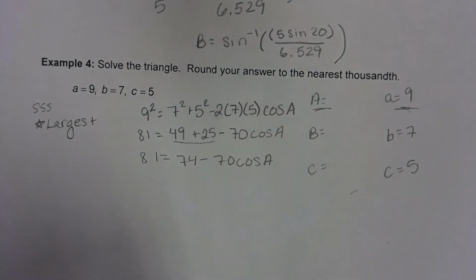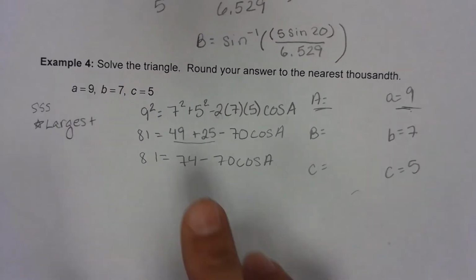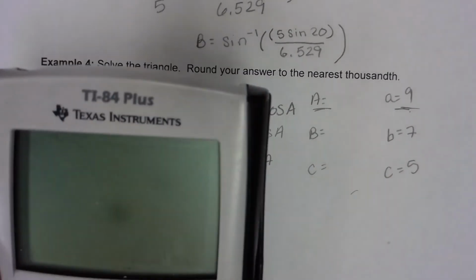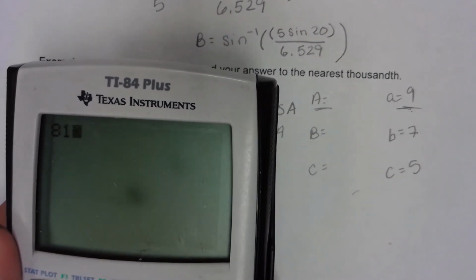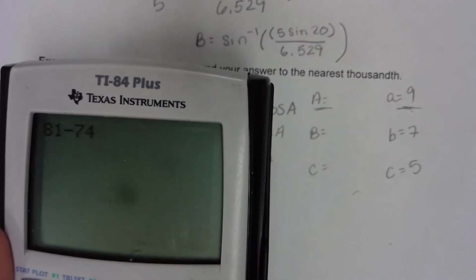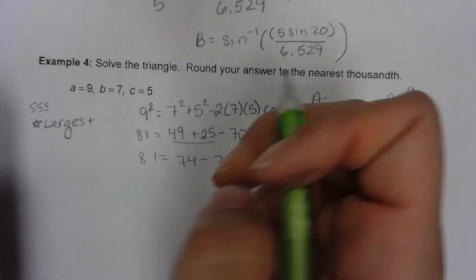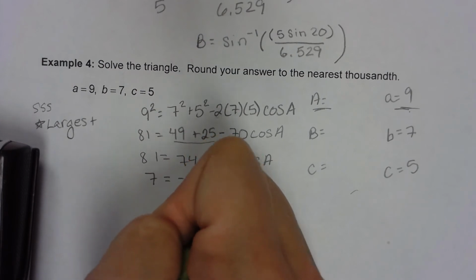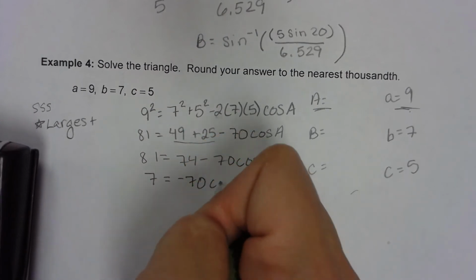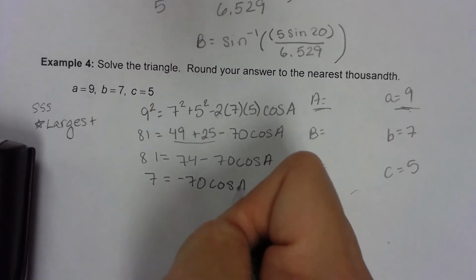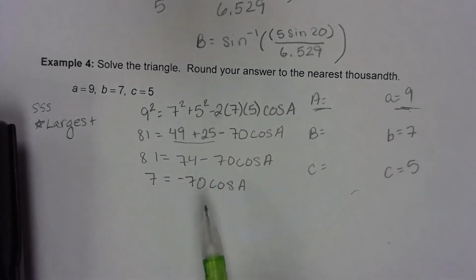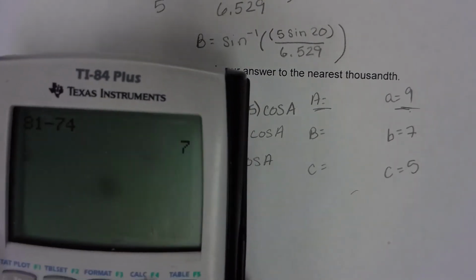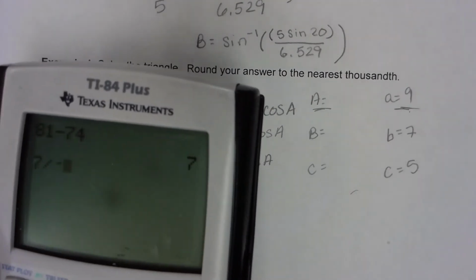So I have to go opposite. I have to get rid of that 74. It's a positive 74, so what am I going to do? I'm going to subtract from both sides. So 81 minus 74 is 7. Leaving negative 70 cosine A. Okay, next we're going to get rid of the negative 70. It is multiplying to cosine. So how do we get rid of multiplication? We divide it.